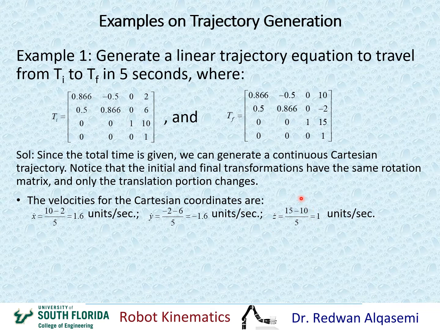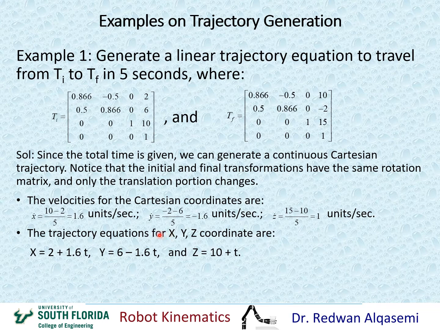Now for my third Cartesian coordinate, z, I can find the velocity along the z direction. In this case, z dot equals z final minus z initial. My z final here is 15 and z initial is 10. So I substitute them here, and then that's divided by the total time, which is 5 seconds. So that gives me 1 unit per second for this velocity.